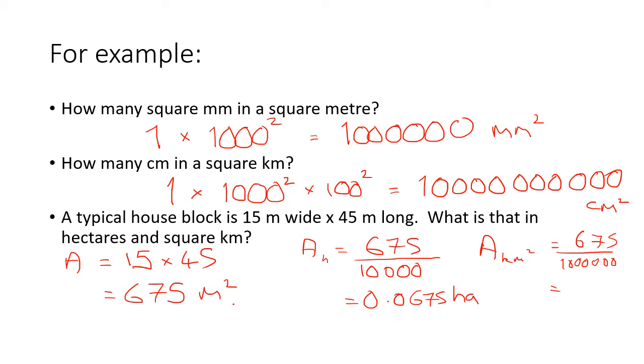And so I'm going to be ending up with 0.000675 kilometers squared. These are slightly silly examples, of course, because they highlight why you don't use the inappropriate units. So we don't talk about the size of your backyard in terms of hectares or square kilometers or something like that, because it's just not a very useful unit to talk in.